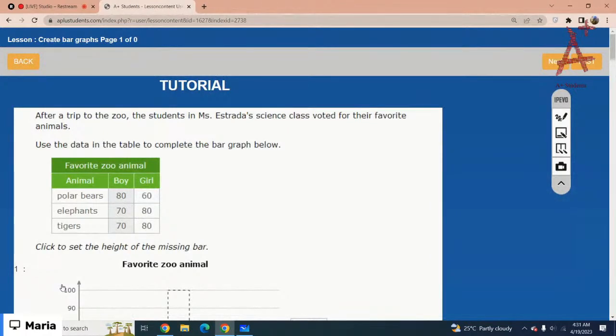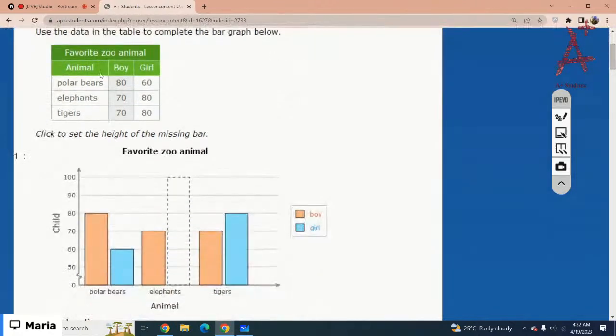Okay, after a trip to the zoo, the students in Miss Estrada's science class voted for their favorite animals. Use the data in the table to complete the bar graph below. Okay, so here is the data given. Polar bear, 80 boys and 60 girls. Elephant, 70 boys and 80 girls. And tiger, 70 boys and 80 girls.